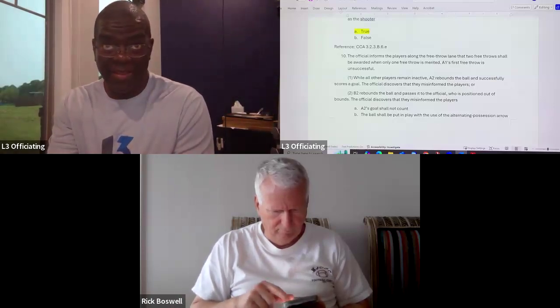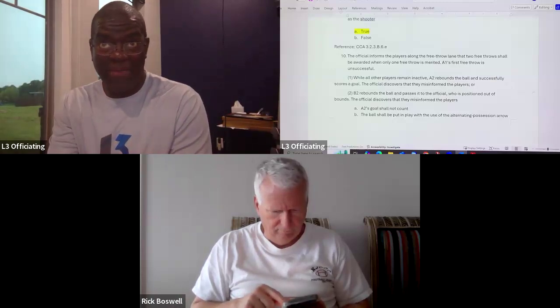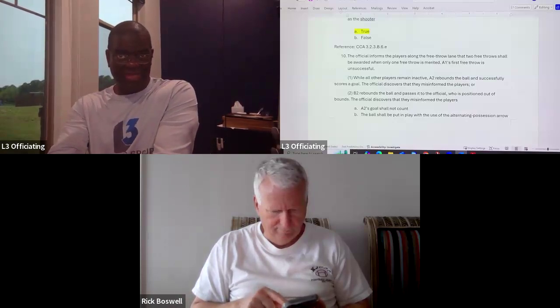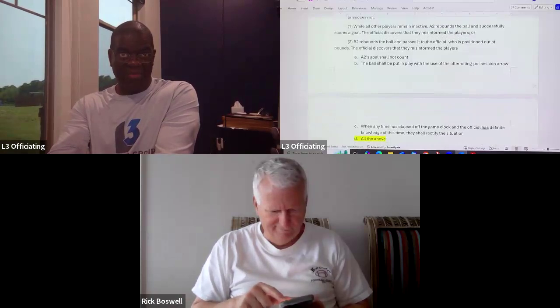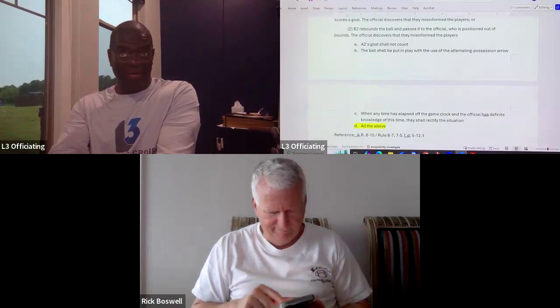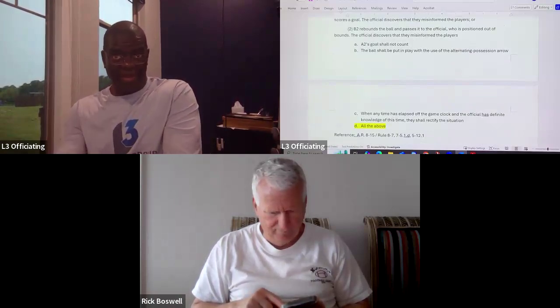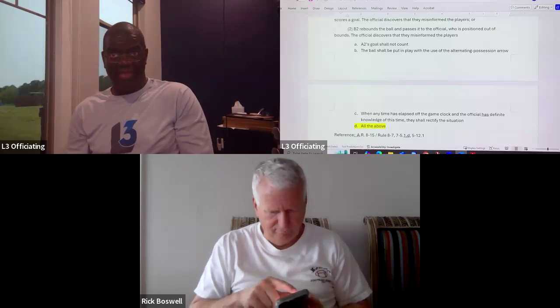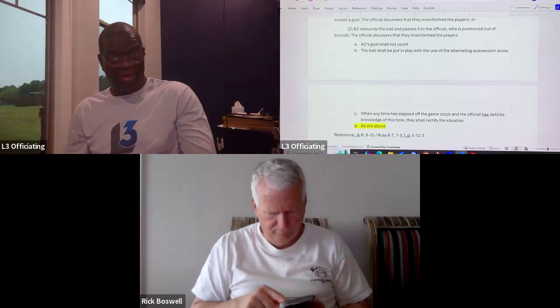Number 2, B2 rebounds the ball and passes it to the official, who is positioned out of bounds. The official discovers that they misinformed the players. What shall we do? A, A2's goal shall not count. Or B, the ball shall be put in play with the use of the AP arrow. C, when any time has elapsed off the game clock and the official has definite knowledge of this time, they shall rectify the situation. Or D, all the above.